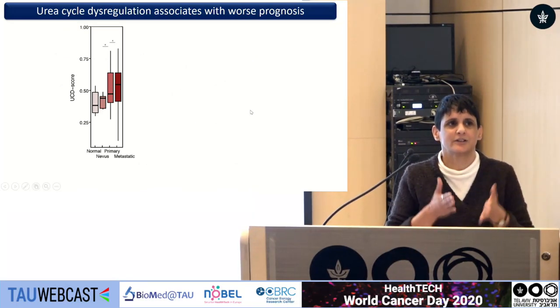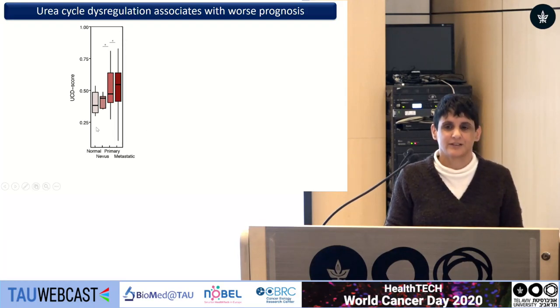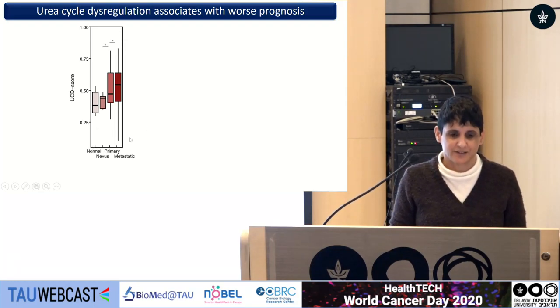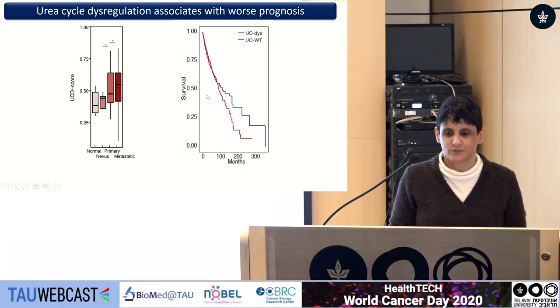When we zoom in closely, for example, here on the progression from normal melanocytes to metastatic melanoma, we can see that the higher the UCD score, the worse is the stage of this cancer. And again, we were able to show that the higher the UCD score, the worse is the patient's prognosis.